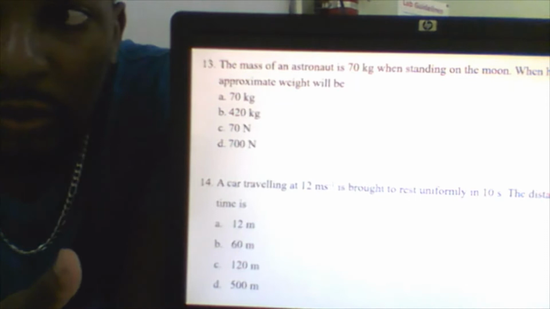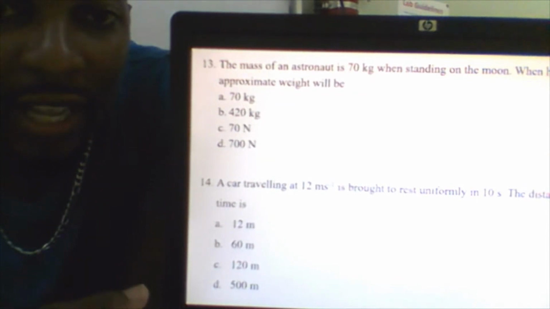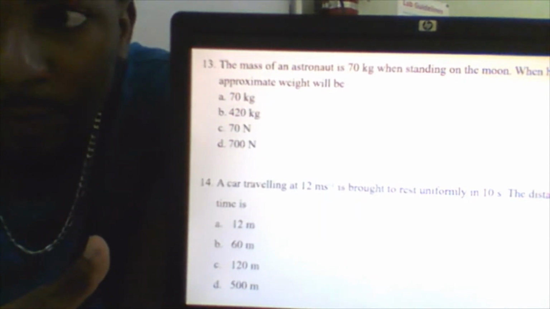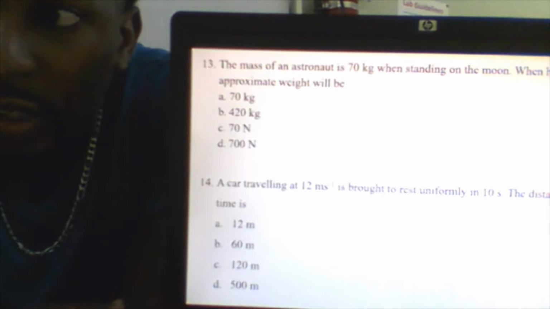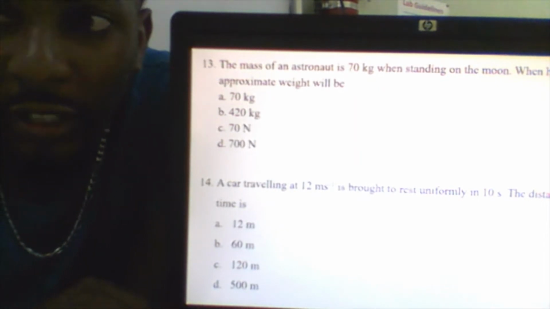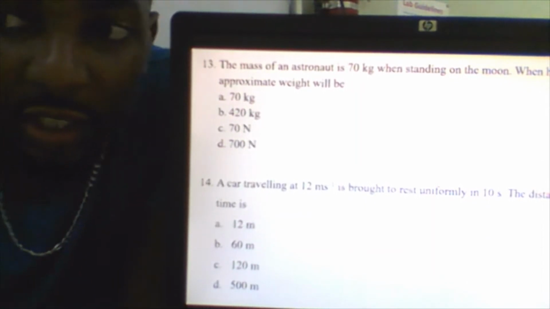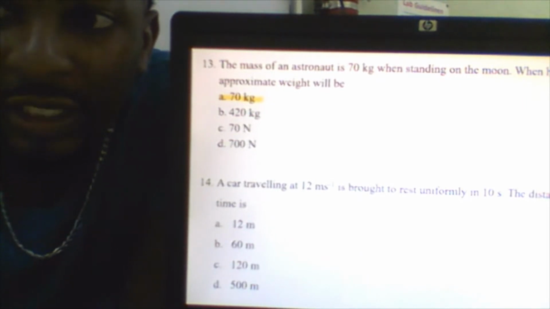All right. Now, when he's standing on the moon, his mass is 70 kilograms. When he comes to Earth, his mass is going to be the same value. Right? So now when it says when he returns to Earth, his approximate weight will be what? So what will be his mass? His mass will still be 70 kilograms multiplied by gravity on Earth, which is approximately 10 newtons per kilogram. So, sorry, the answer there should be D, 700 newtons. Right? 700 newtons is the answer.